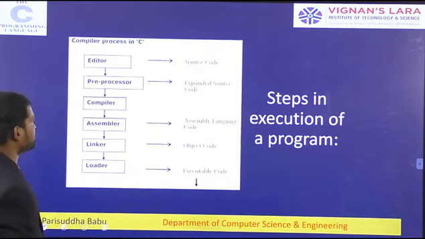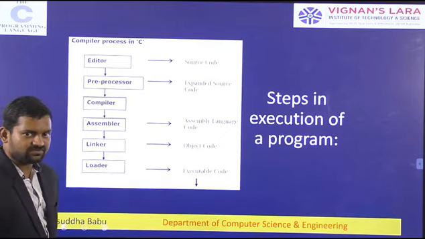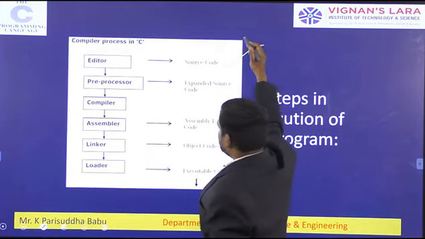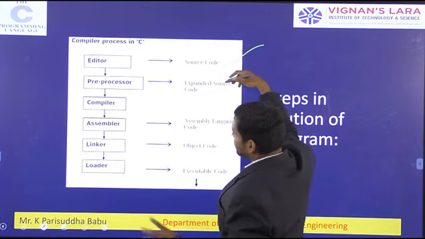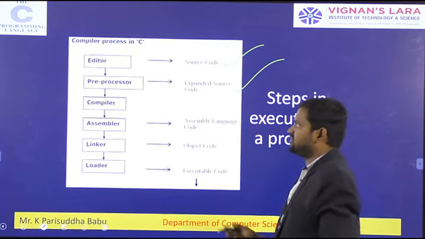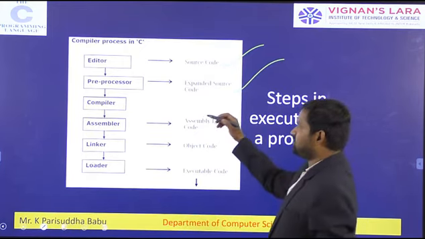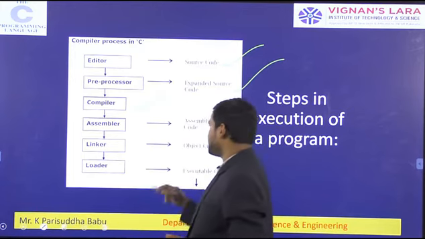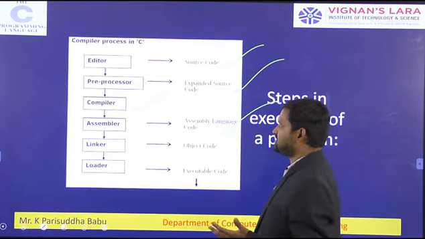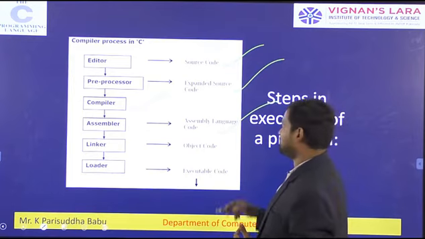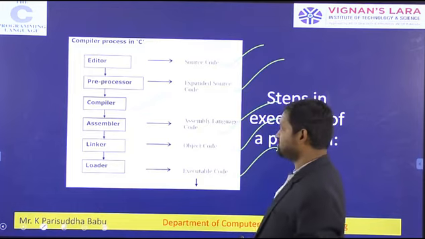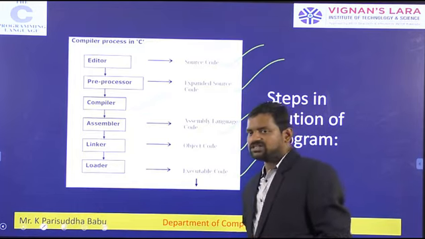Steps in execution of a program. What are the steps required? First, the source program is written in the editor. After that, the preprocessor produces expanded source code. Then the compiler translates the high-level language to low level, the assembly language code. The assembler then produces object code, linker, and loader. All these are programs.